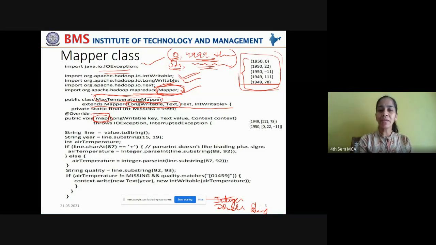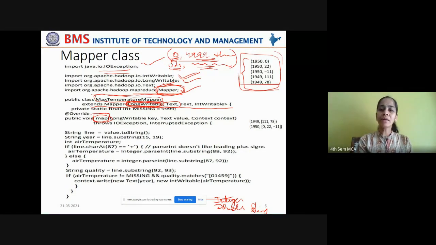Now, why have we taken it as LongWritable? This key, that is the offset, we are going to use as key. It may have larger values. Remember, we are going to deal with 100 years of data. When this 100 years of data is put into a file or into multiple files, we may come across some very large offsets. That is why we are using LongWritable for the key.